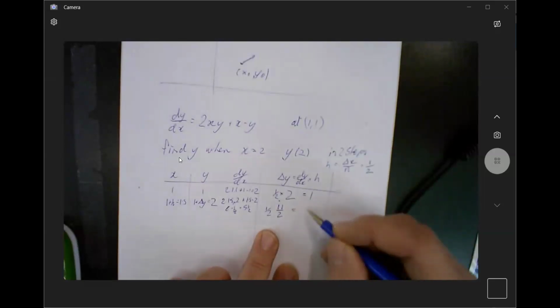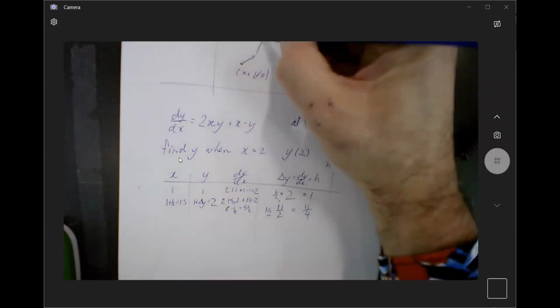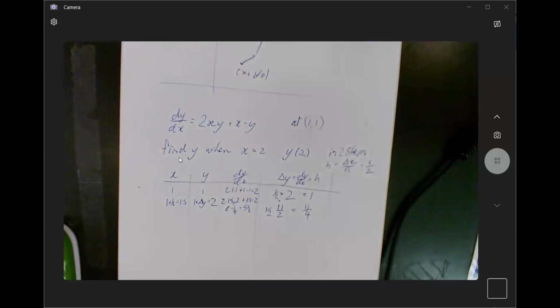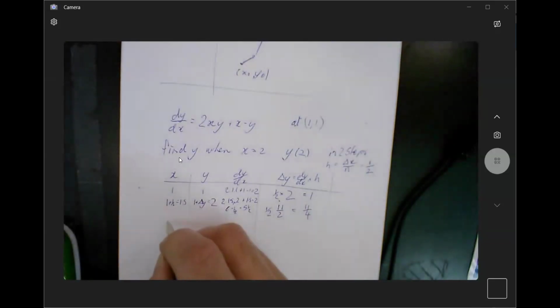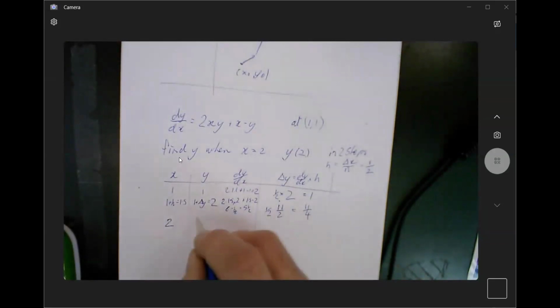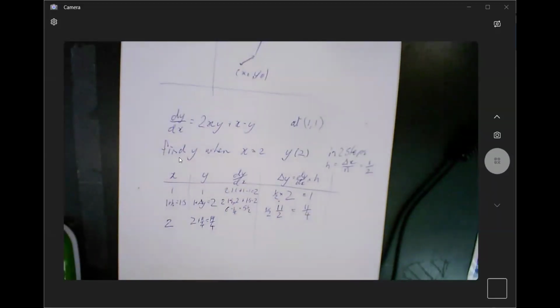So this should get me 11 on 4. My change, in actual fact, this thing went quite steep at the next point. But this is the amount I change y. So my x is going to become 2, and my y is going to be 2 plus 11 on 4, which we might write as 19 on 4. All right, that's where it stopped.